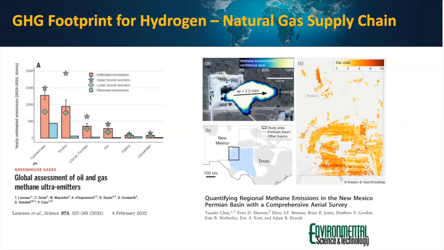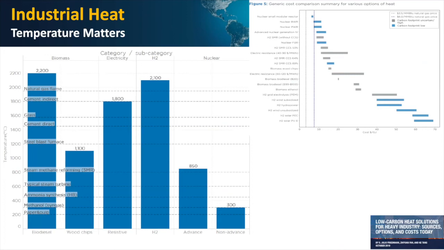So while the natural gas infrastructure can produce hydrogen with carbon capture at a lower cost, if you don't worry about the fugitive emissions of the natural gas infrastructure, we are at a much higher greenhouse gas footprint than we would imagine. So in all of these cases, you've got to look at what the full life cycle impact of the greenhouse gas is. Let me just say a little bit about industrial heat.